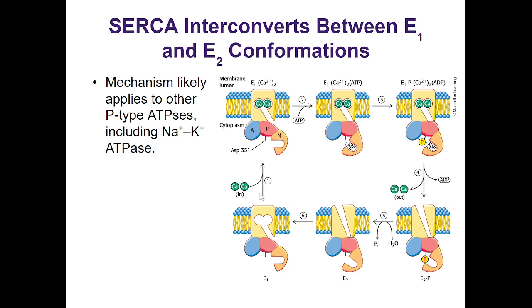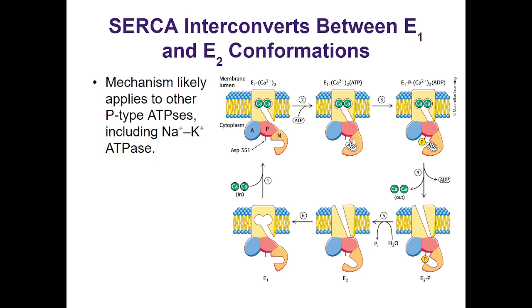Again, this is that step 1. We're binding the calciums. So we're the E1 complex at this point, the enzyme. And again, this is going to be your cytoplasm right here and your membrane lumen on the other side. Okay, now, this is then going to uptake the calciums from the cytoplasm. At this point, we are going to be the E1 that's bound to the calciums. You can see those calciums bound there.